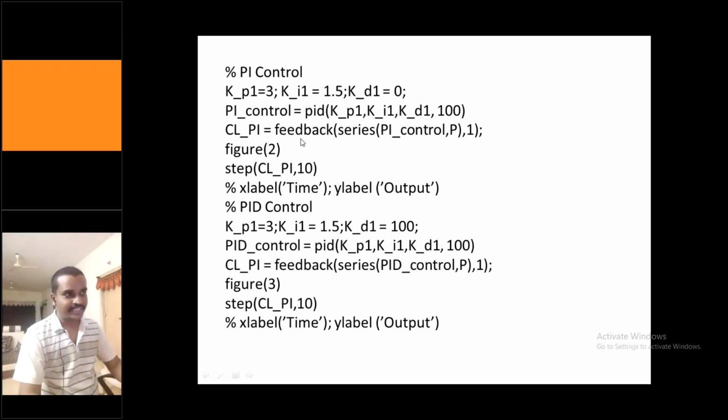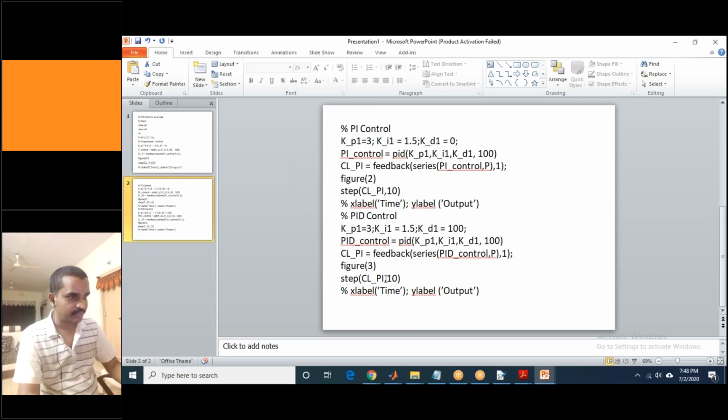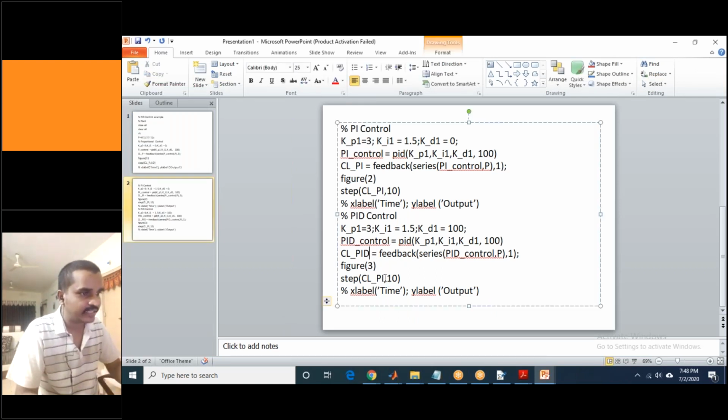And CL underscore PI, so this is a feedback, the series of PI controller with the plant. And I'm just plotting the closed loop response with the PI controller. And this PID controller, so PID underscore control is the PID controller, KP, KI, KD values. And this is the feedback, so this is the third one. So this should be PID, not PI. So this should be PID, CL underscore PID. I have to write D here and the same D here.